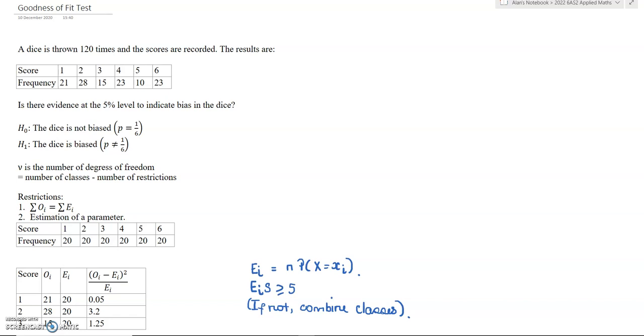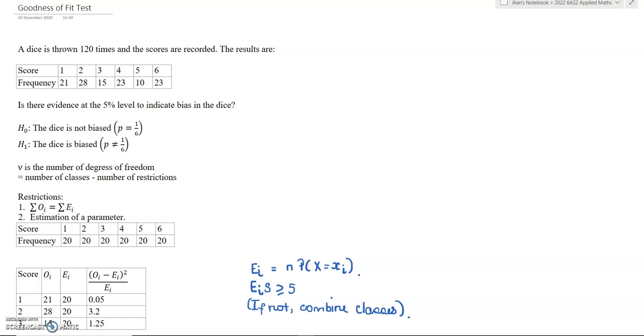A dice is thrown 120 times and the scores are recorded. The results are: 1 appears 21 times, 2 appears 28 times, 3 appears 15 times, 4 appears 23 times, 5 appears 10 times, and 6 appears 22 times. So is there evidence at the 5% level to indicate bias in the dice?